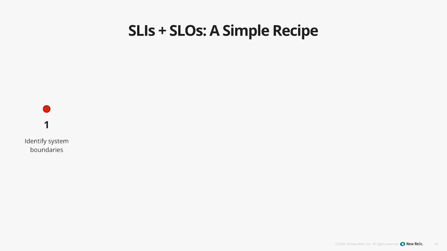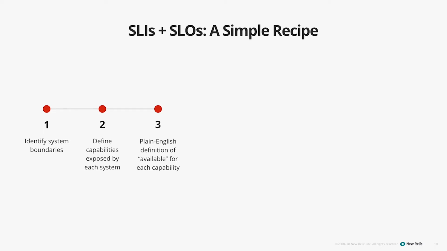So overall, our process is going to be a fairly straightforward recipe. First, we're going to identify system boundaries that exist in the platform. We'll identify the customer-facing capabilities that exist at each system boundary. Then we'll articulate a plain English definition of what it means for that capability to be available. Then we'll define one or more SLIs corresponding to that definition, and then we'll begin to measure those SLIs.